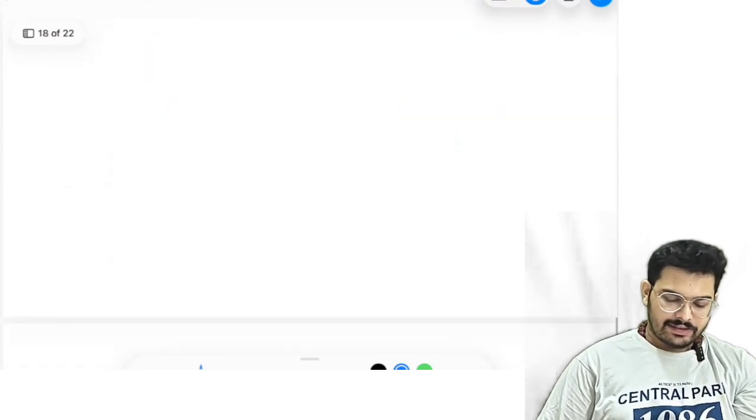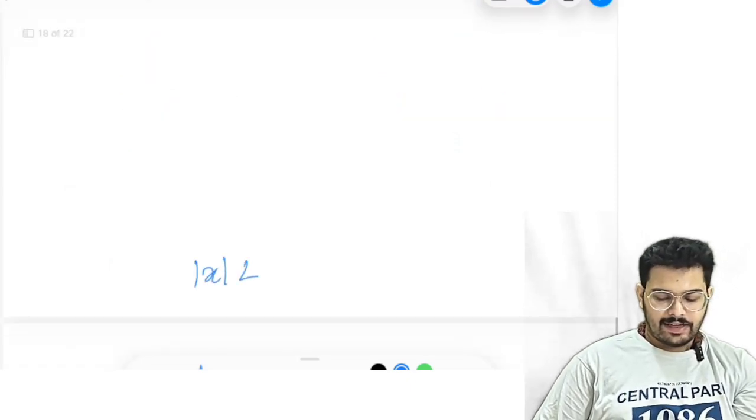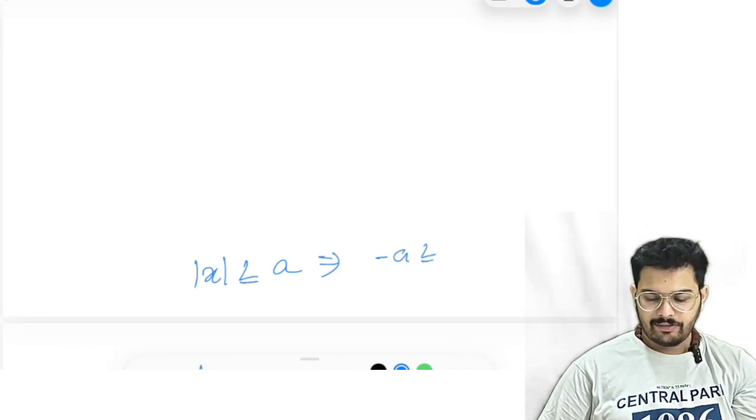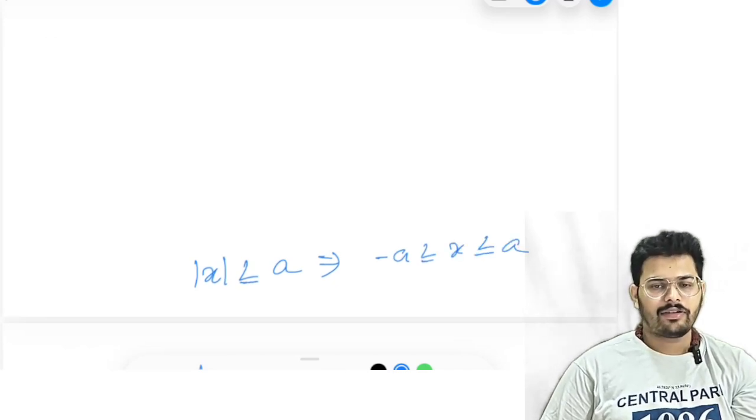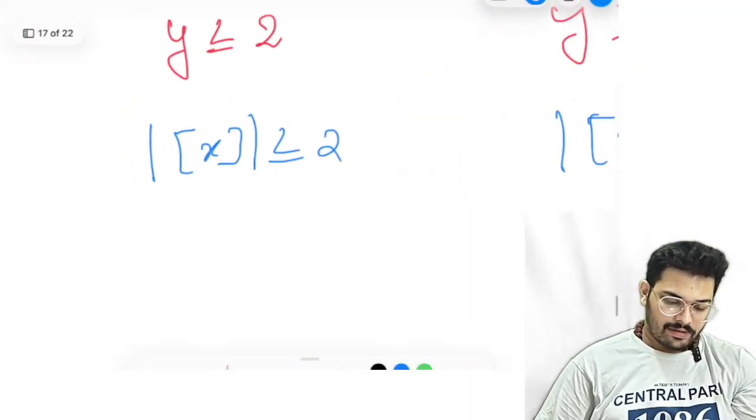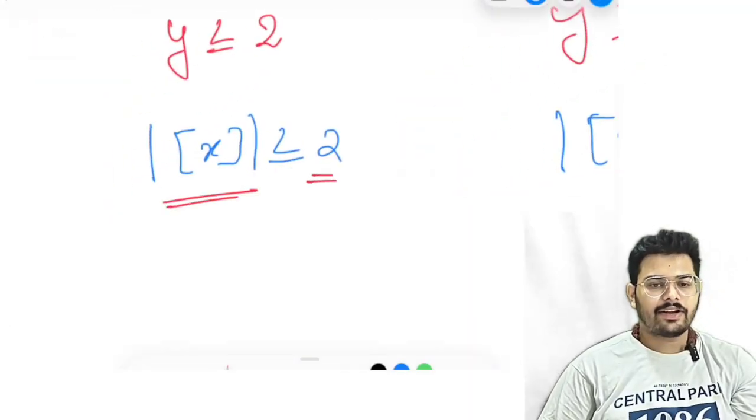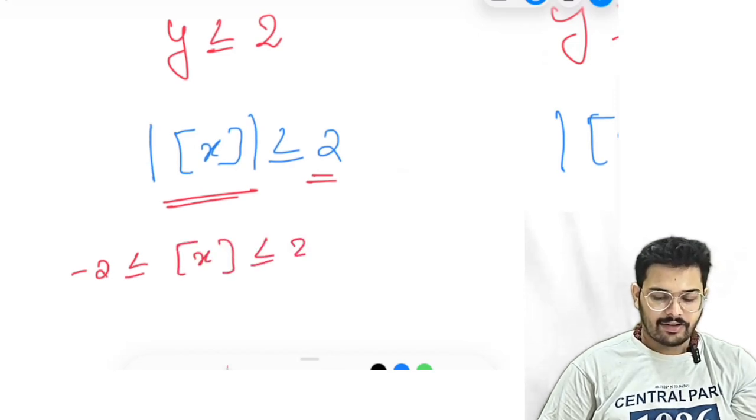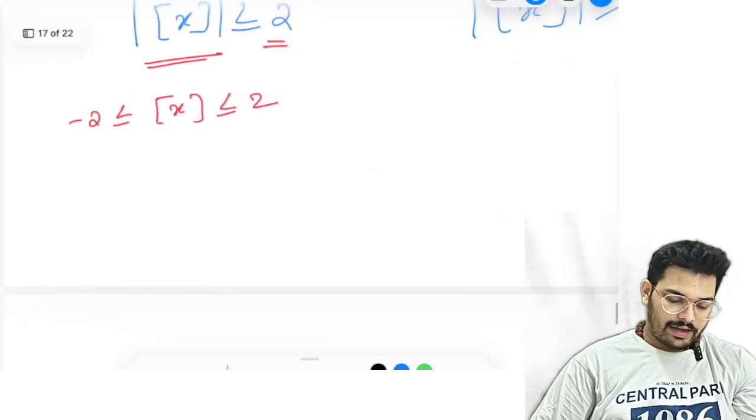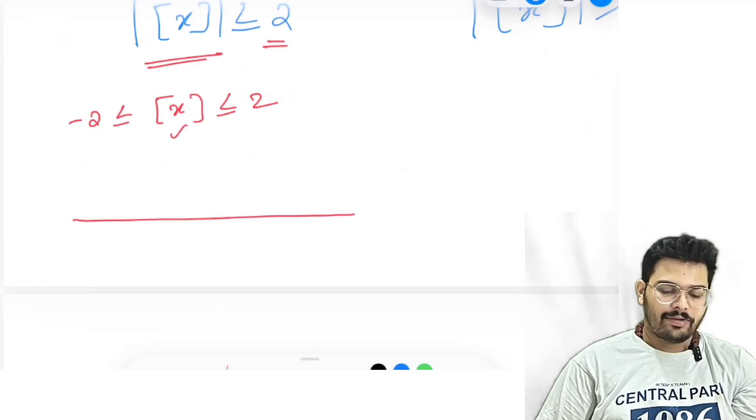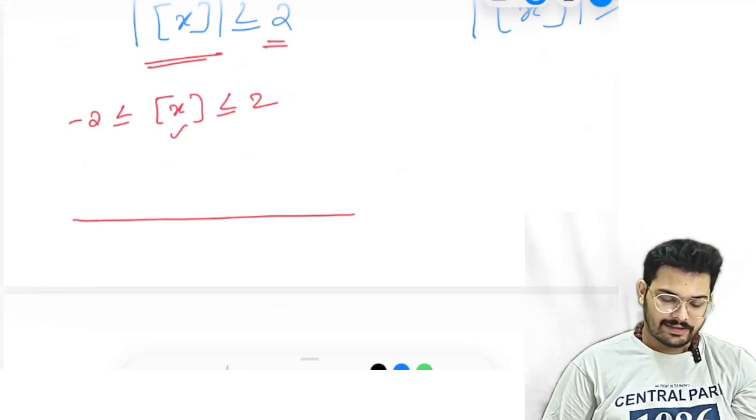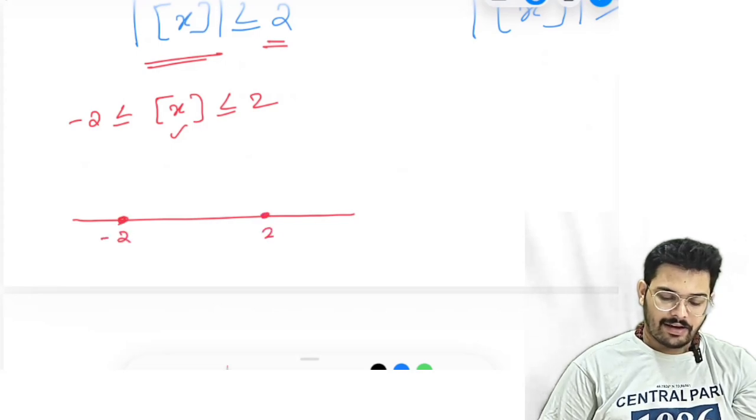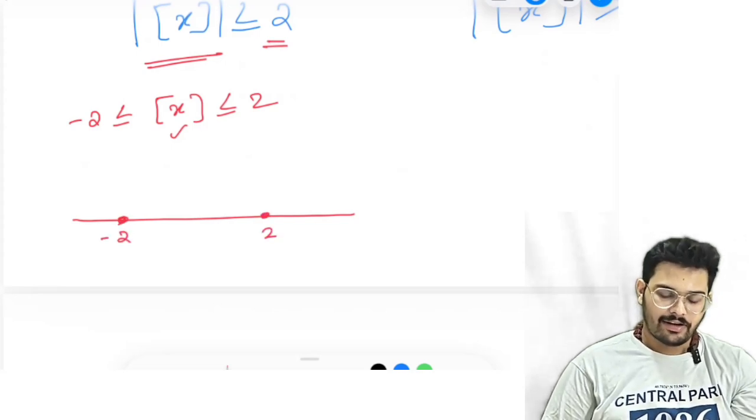From here, suppose it is given that mod of x is less than a, which means minus a less than or equal to x less than or equal to a. Here, mod of box x is less than or equal to 2, which means minus 2 less than or equal to box x less than or equal to 2. Now we can draw a number line and see what are the possible values of x which satisfy this relation. So box x can have a least value of minus 2 and a maximum value of 2.